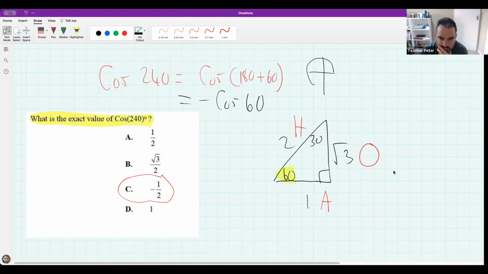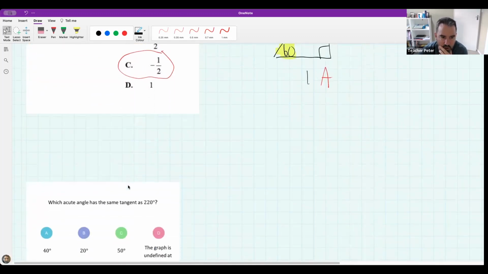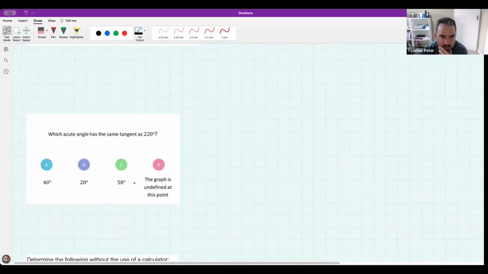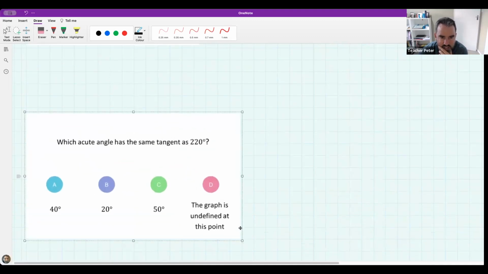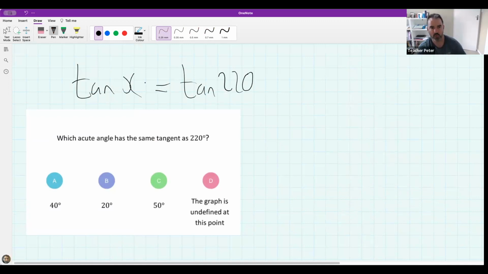So that's actually getting pretty good. So I'm happy with that. Let's go with this one. Which acute angle has the same tangent as 220? Another way of saying that is what angle X is equal to the tan of 220? You know, what angle over there, what is this X over here, is another way of saying that question.